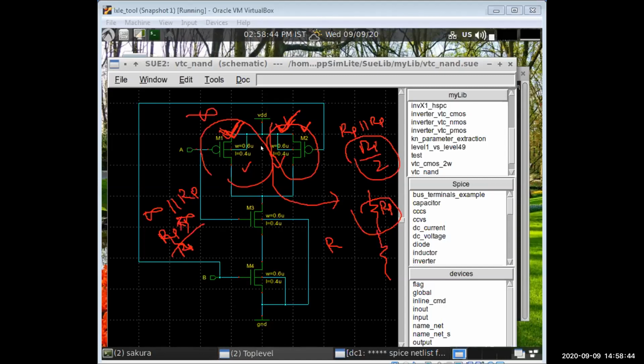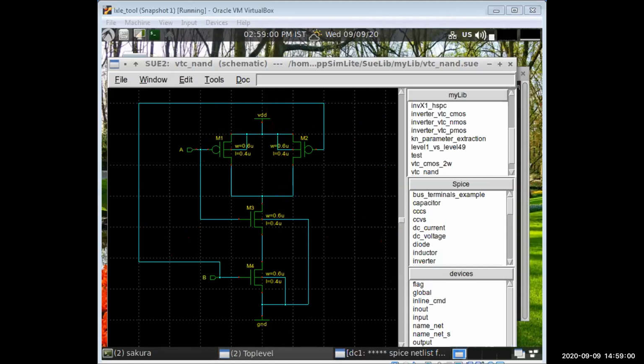Because this path is completely open, whatever the resistance, this is the only resistance. See, there are two current paths, so anyone can get confused. This is one path and this is one path. This one is open, and open means infinite resistance. So this is the only path, and whatever the resistance is, that is the resistance RP.